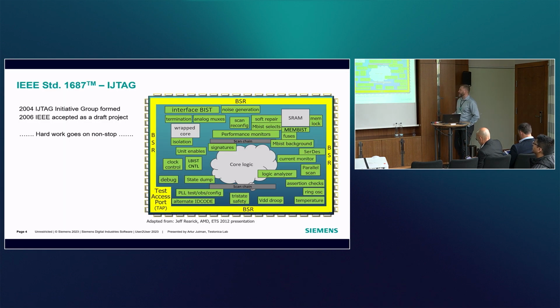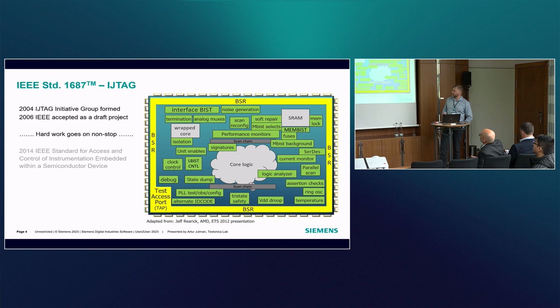Most of you, of course, know about the 1687 standard. It started 20 years ago when an initiative group gathered in 2004, and afterwards there was hard work ongoing during 10 years, when in 2014 the standard was finally accepted. The purpose of this standard was to unify access to all the test, measurement and configuration instrumentation that you may have on your chip, which is being used for different purposes.